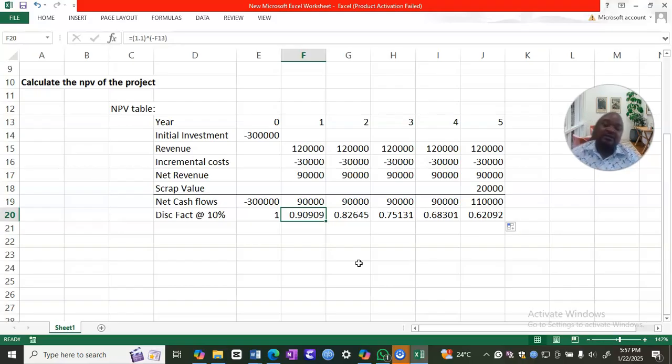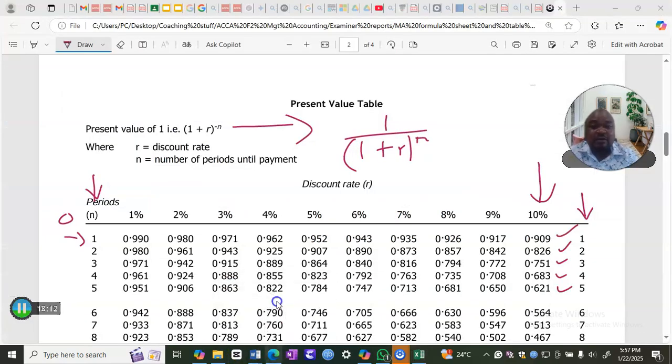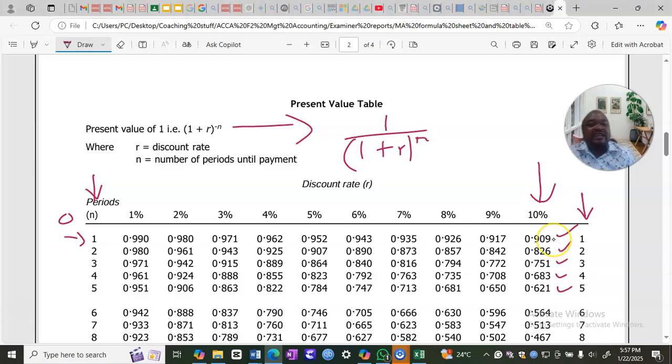0.0909. What Excel is doing is I do not set it to round off to the nearest 3 decimal places. It has been set to 5 decimal places, but that's not a problem. The difference is in rounding. If you look at our table, you can see that in year 1 it's 0.909. The table has been rounded to 3 decimal places, so that shouldn't be the worry.